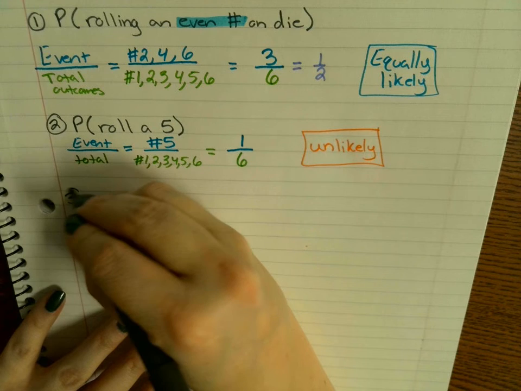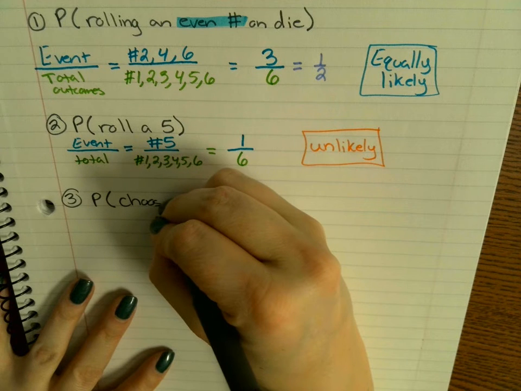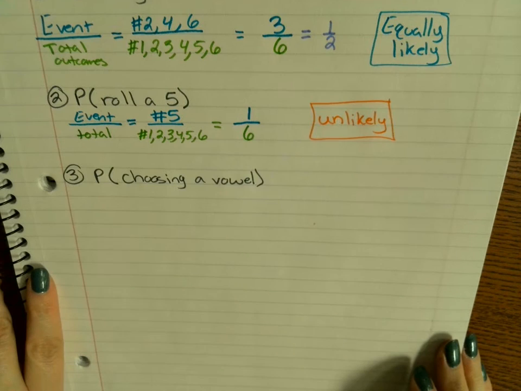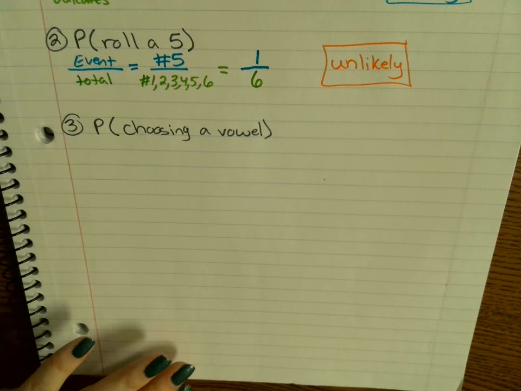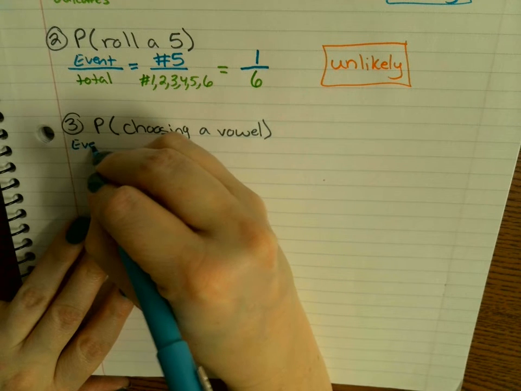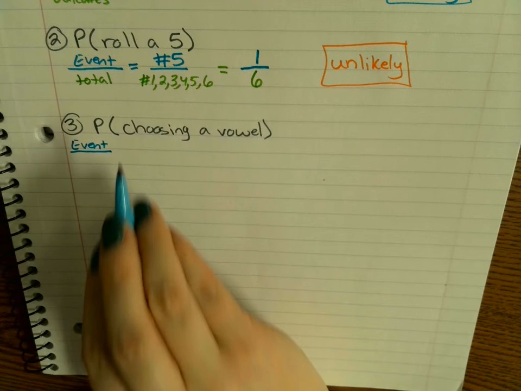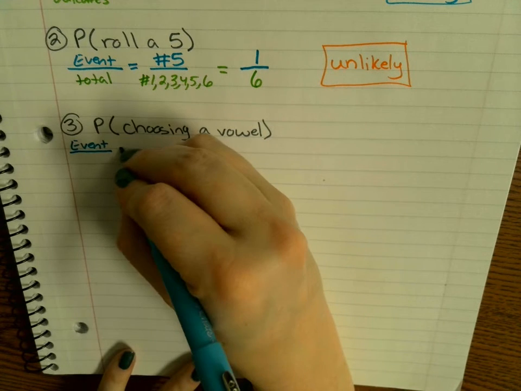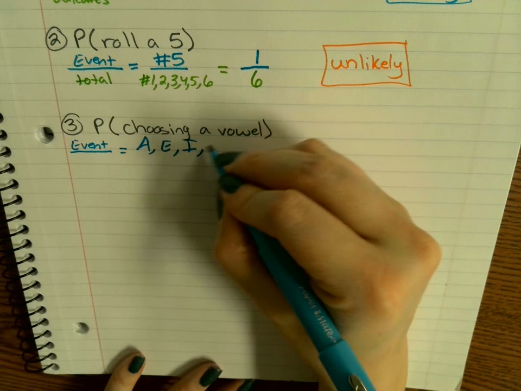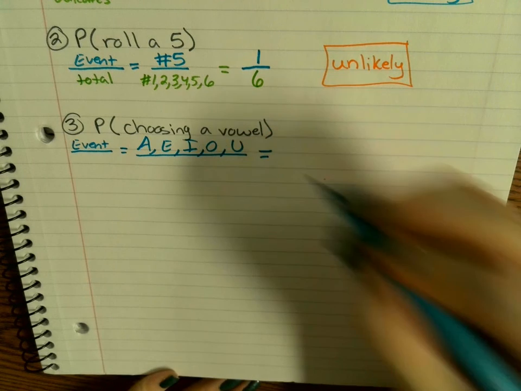Okay, I want the probability that I'm going to choose a vowel from the alphabet. Probability of choosing a vowel out of the alphabet. So again, we're going to identify the specific event. What letters are the vowels? A, E, I, O, U. Good. There are my vowels. How many are there? 5. Just 5 of them.